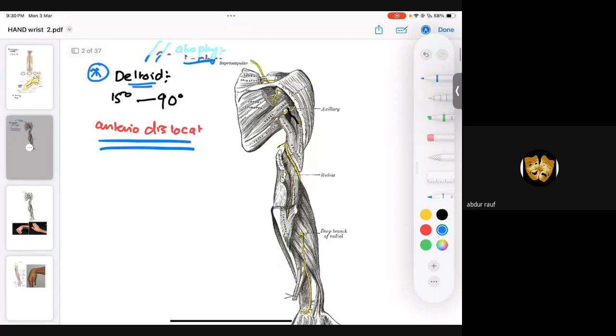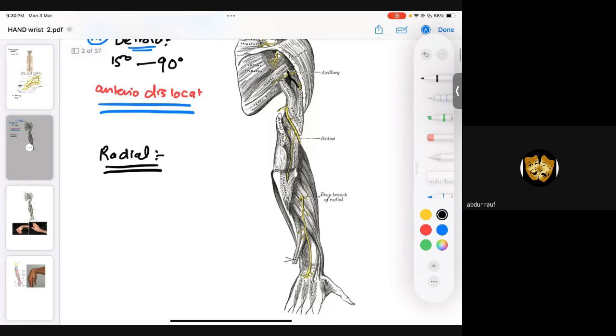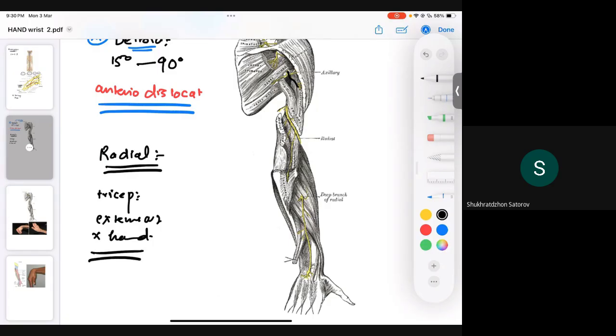Okay, then the next nerve which we are going to discuss is your radial nerve, right? For the radial nerve, you should memorize that the radial nerve basically supplies the posterior compartment of your entire upper limb. What do I mean by posterior compartment? The muscles present in the posterior compartment: in the upper arm you have your triceps muscle, right? And in the forearm, all of the extensors of your forearm and your hand. All of them are supplied by the radial nerve.